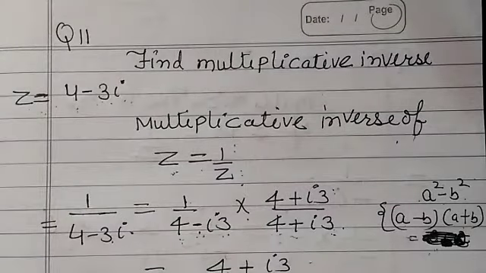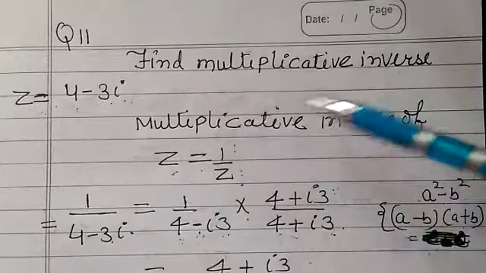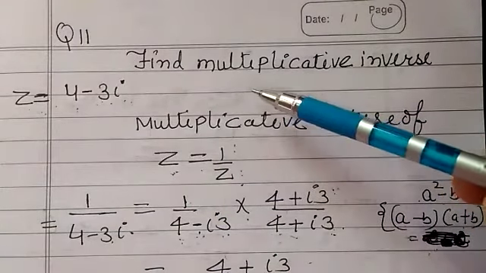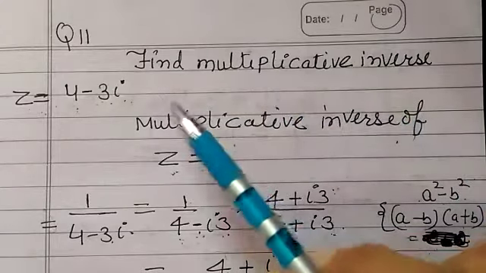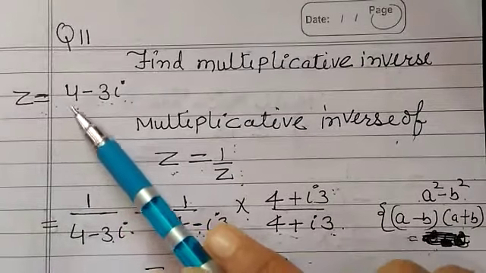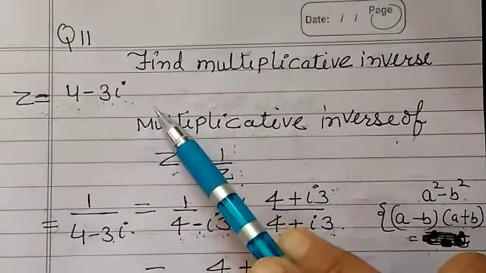So let's solve the equation number 11. In the 11th question, we have to find the multiplicative inverse. Just to simplify for the multiplicative inverse. So let's see the given question: z is the complex number, z equals 4 minus 3 iota.